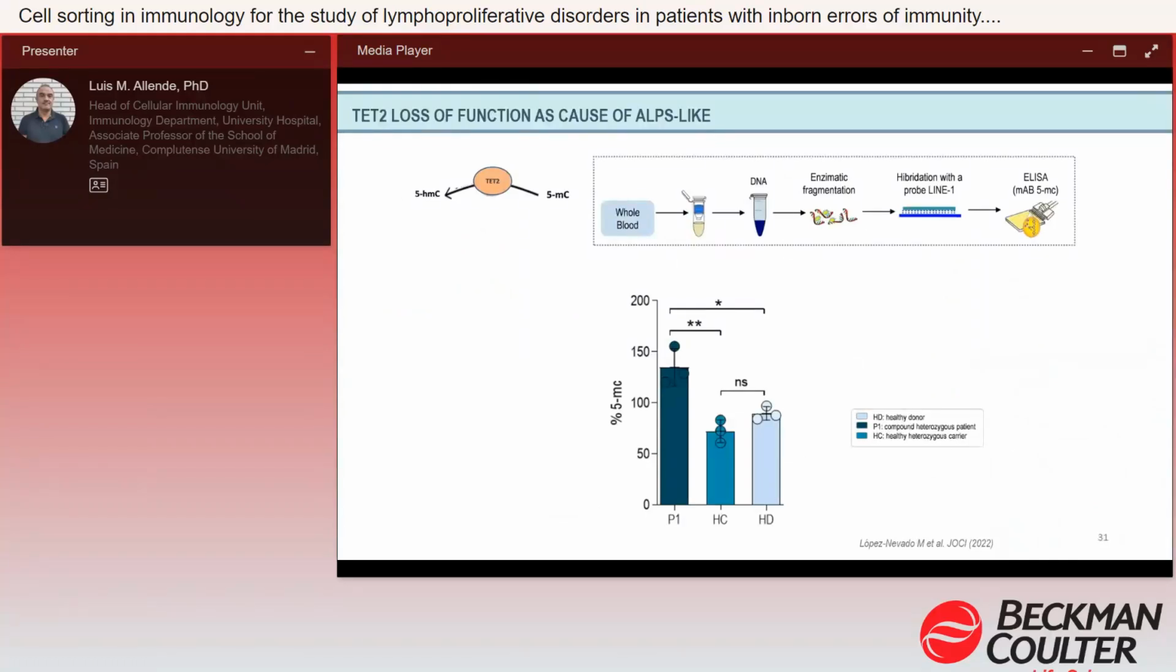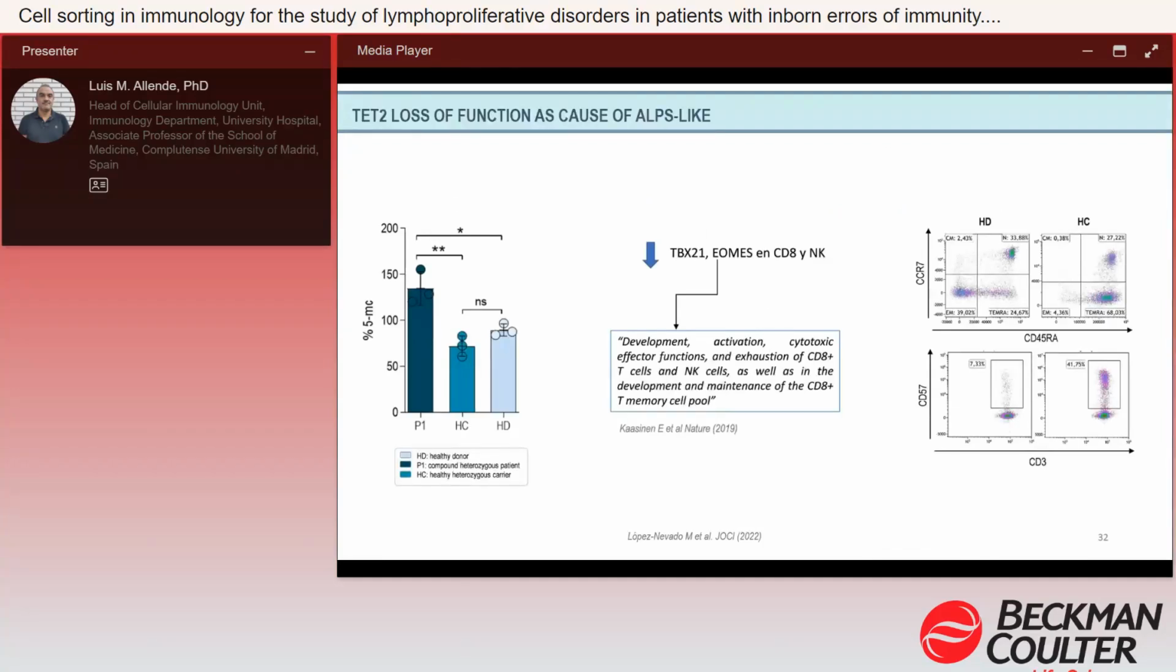We wanted to demonstrate the importance of these mutations in the functionality of TET2. Global DNA methylation was evaluated by relative quantification of the genomic 5-mC percentage in DNA extracted from whole blood of P1 and her healthy carrier, HC. We measured the levels of 5-mC as a functionality marker of TET2 activity, in other words, the level of methylation. As we can see, P1 had high levels of 5-mC, so we could conclude that the functionality of TET2 was impaired. By contrast, the level of 5-mC in her healthy carrier was normal compared with several healthy donors.